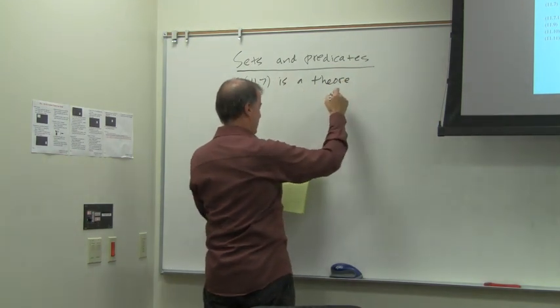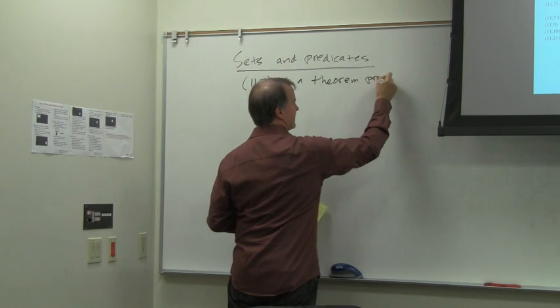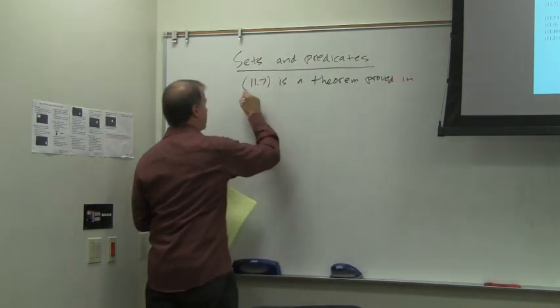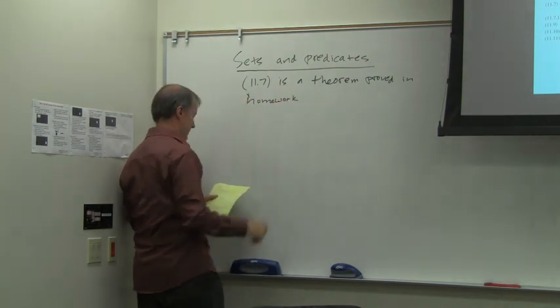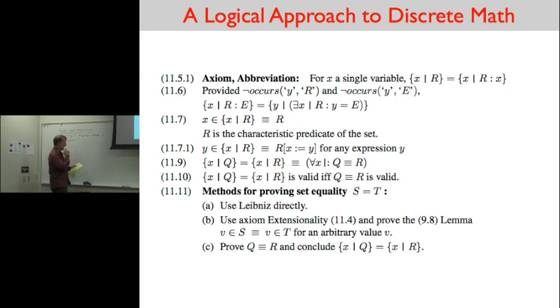Okay, 11.7 is a theorem proved in the homework. By the way, let's take a look at 11.6. Does everybody see why that's equals instead of equivalents in 11.6? Because you're talking about equality between sets. Whereas 11.7, it's a Boolean, so that's equivalents. Are you with me? So x is an element of this set, equivalents this R. Okay? It's kind of a lengthy proof.